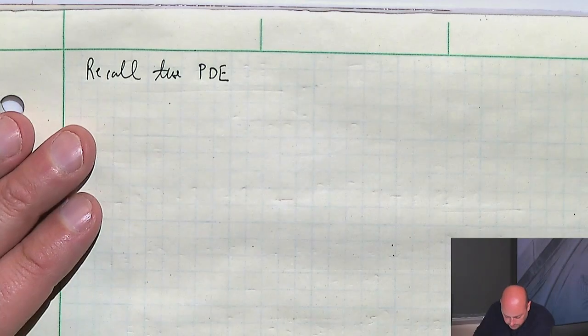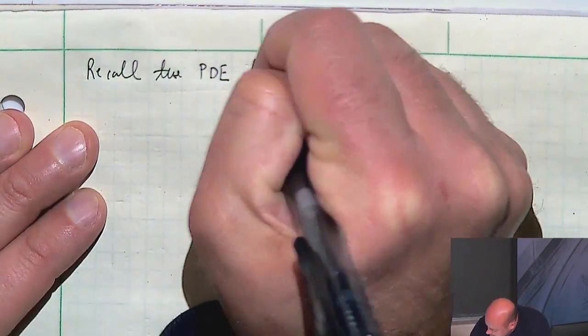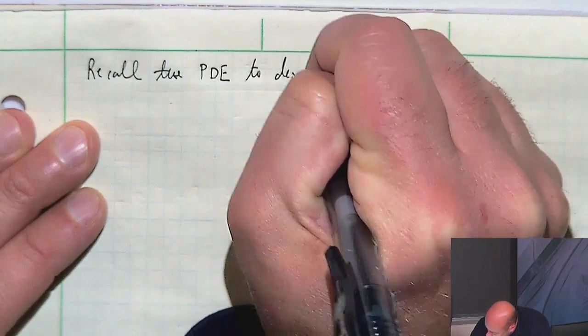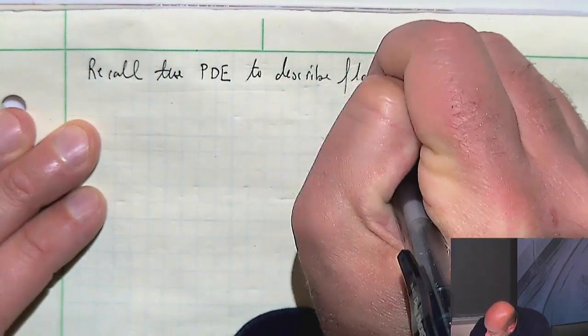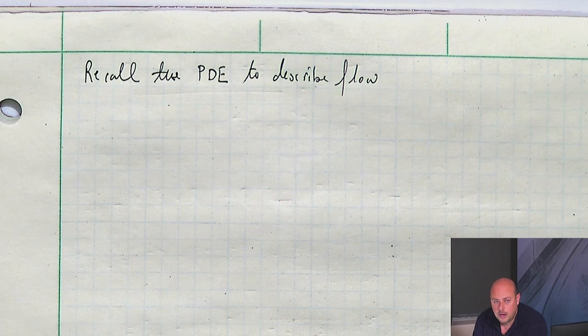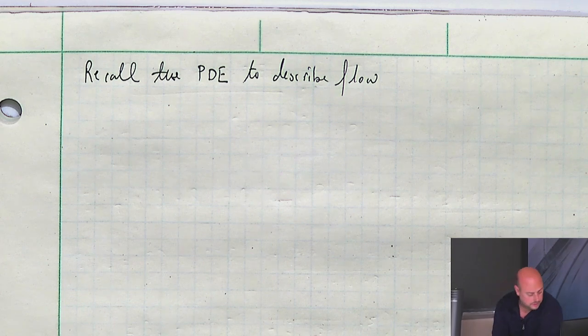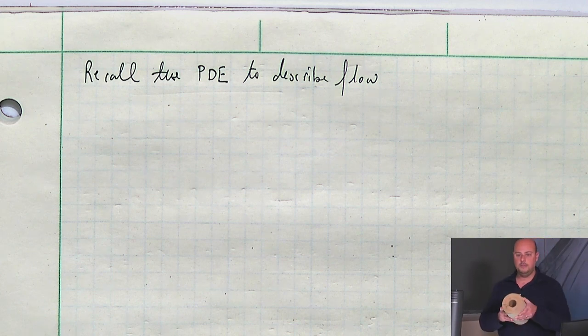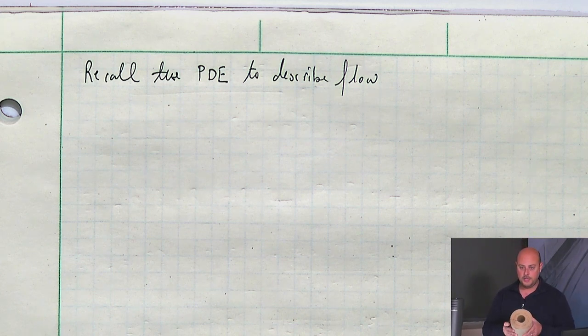Recall the partial differential equation to describe flow, and this could be from a reservoir into a wellbore, or it could be an aquifer into a reservoir. So it's from an outer cylinder into an inner cylinder. So again, I like my analogy of a roll of paper towels here.